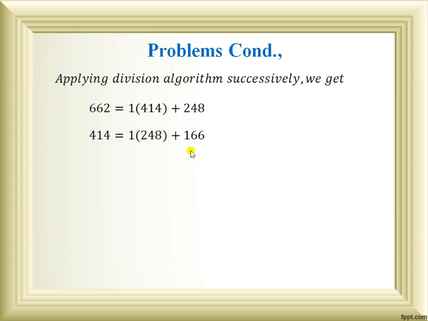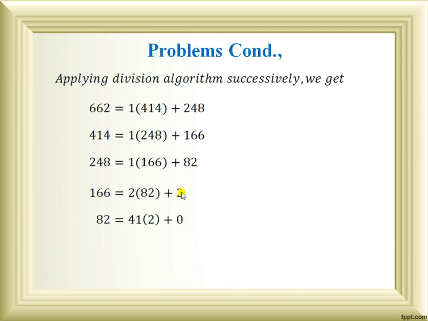We saw this previously. Likewise, we take 414 as the dividend and 248 as the divisor, and I get the remainder 166. Then 248 is the dividend and 166 is the divisor; I get 82 as the remainder, and the quotient is 1. Likewise we continue the process here. Here 166 is the dividend and 82 is the divisor; I get the remainder 2, and the quotient is also 2. Next, the dividend is 82 and the divisor is 2.